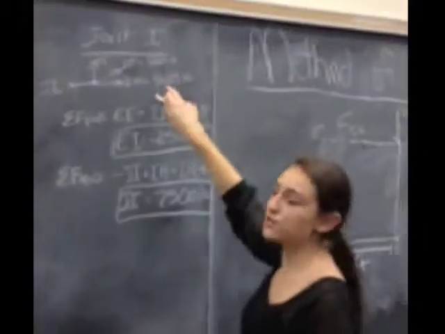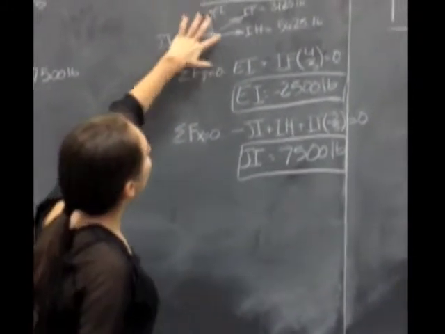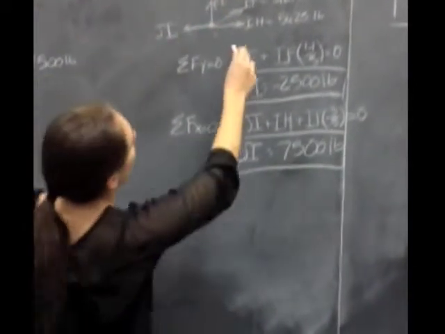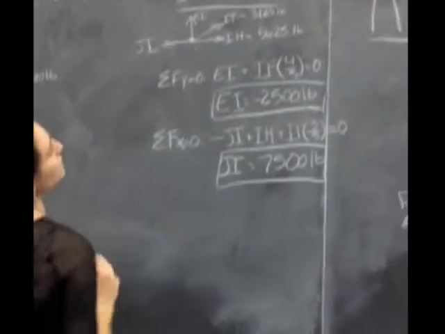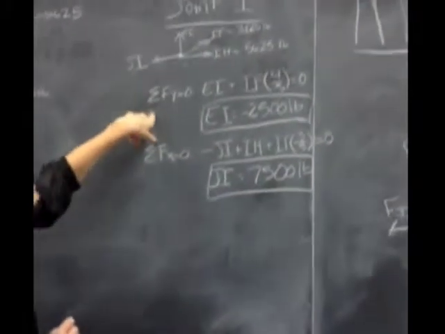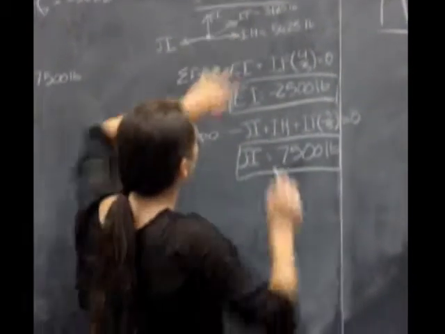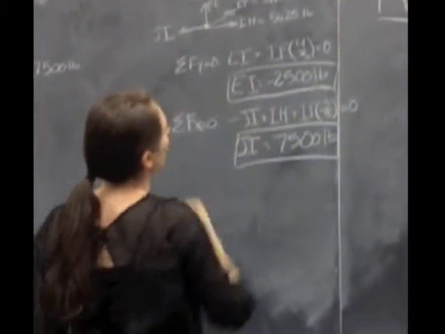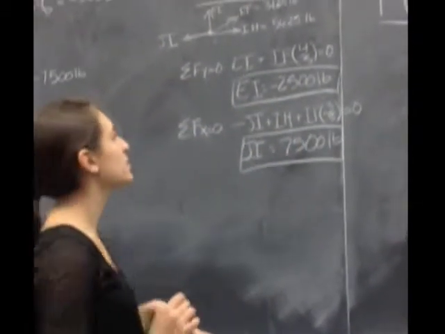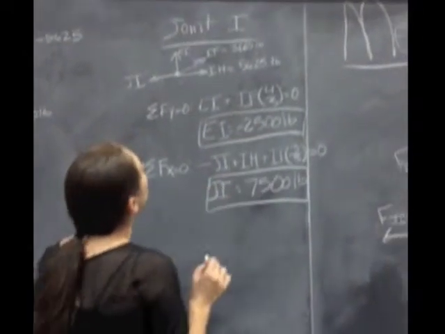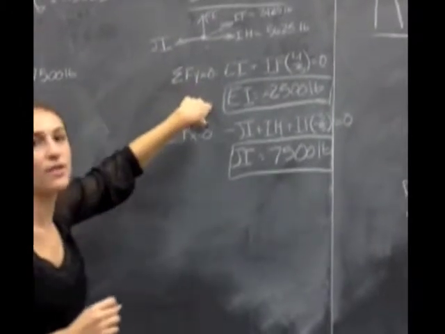Then we're going to move on to our last joint, joint I. And here we have IF working upwards, IH is coming across horizontally, EI upwards, and then JI horizontally in the opposite direction. So we're going to start off with our sigma Fy equals 0. You have EI plus IF, again this 4 over 5, equals 0. And you get your answer, EI is negative 2,500 pounds. So that negative number means that EI is really a compression force pointing down. So that's our first number that we were looking for, that EI.